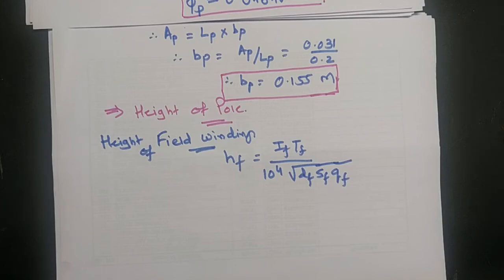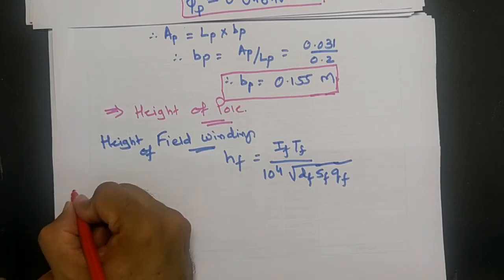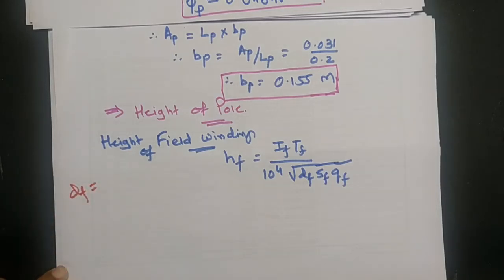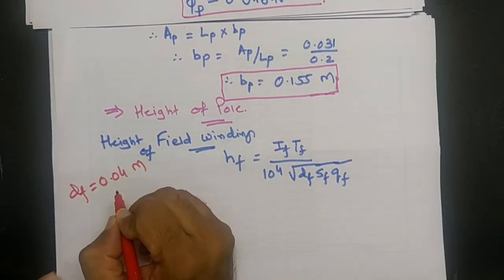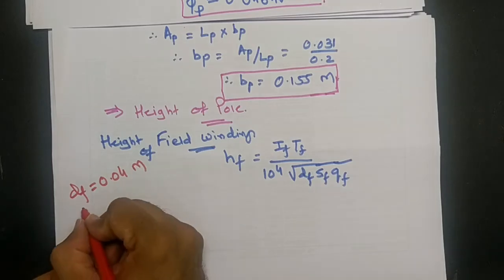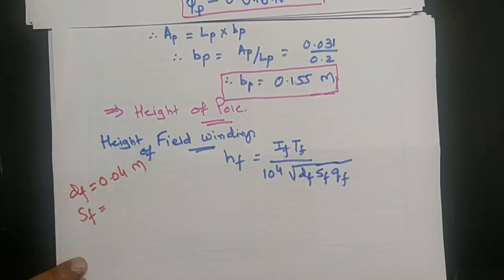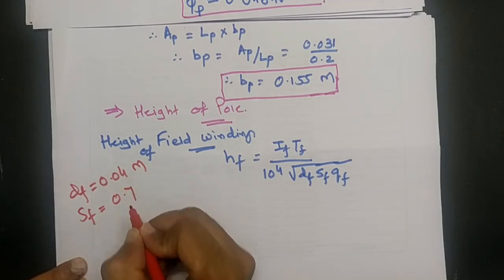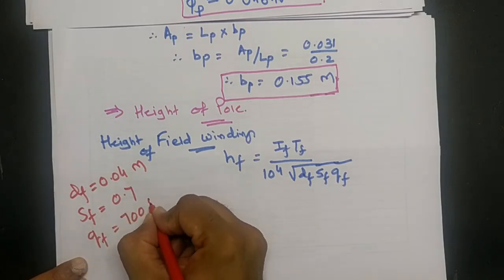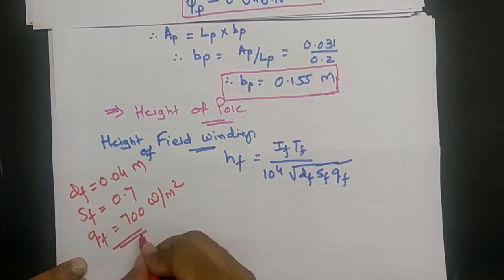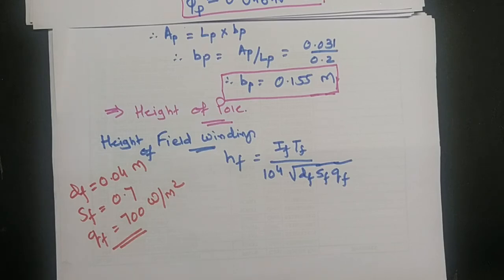Some of the parameters we can assume at this stage. Suppose the depth of the field winding can be assumed as any suitable value, 0.4 meter. Space factor, suppose 0.7, and QF is normally 700 watt per meter square. These values, or very close to these values, can be assumed, and the height of the field winding can be calculated.